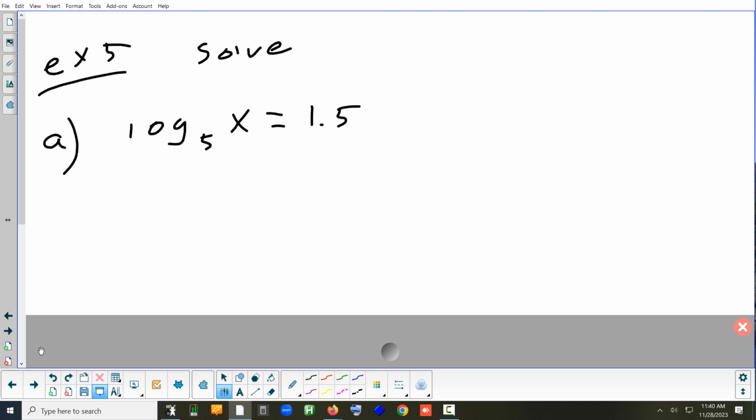Okay, TJ, is that log form or exponential? Log form. Yep, that's log form. Landon, what's my base there? 5. Yep, base is 5. Okay, how about my exponent? Ashley, what's my exponent going to be?